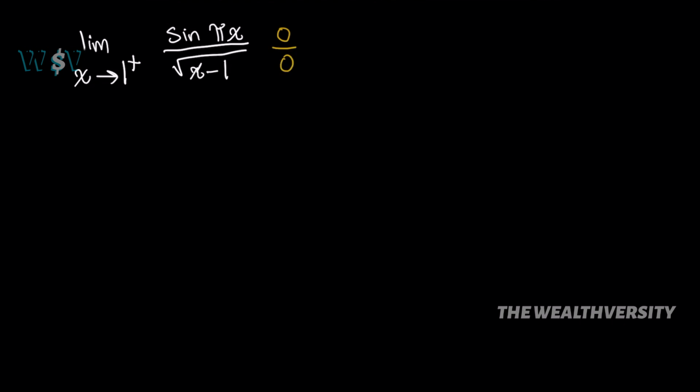The next example is the limit as x approaches 1 from the right side of sin pi x divided by the square root of x minus 1. Obviously, if we sub 1 into the equation, we will get the indeterminate form of 0 over 0, which indicates that we have to use L'Hopital's rule.